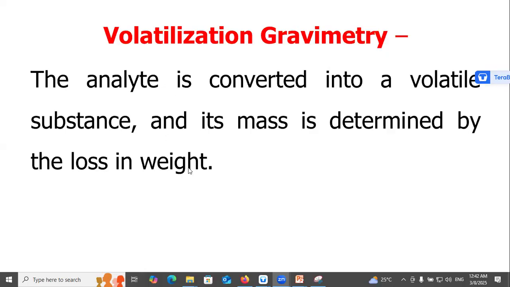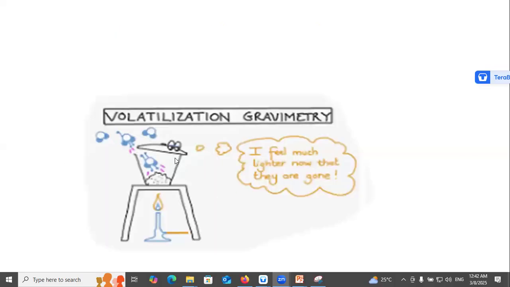Another type of gravimetry is volatilization gravimetry. The analyte is converted into a volatile substance and its mass is determined by its loss in weight. See, for example, the volatilization. Here I have written this, I feel much lighter now that they are gone. This is an example of volatilization gravimetry in a figure.